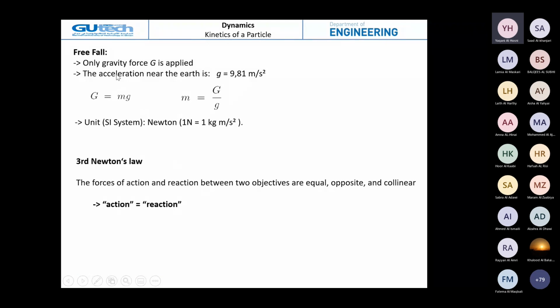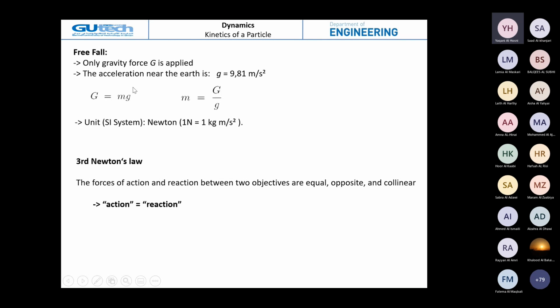Now, we imagine that we have the free fall. This is what we have, for example, in the video, where only the gravity force G is applied. That means there is no air resistance. The acceleration near the Earth is known as 9.81 meter per second square.